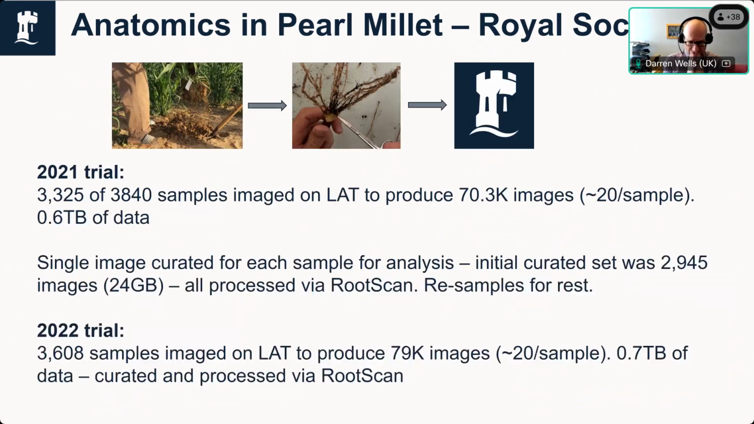And so to give an idea of the logistical problem of doing this at high throughput, in 2021 we ended up with 3,000 samples sent to us, which gave us 70,000 images, because we take about 20 images per root, which adds up to about 0.6 of a terabyte. That gets quite difficult to handle, that kind of sheer size. So we end up curating it down to single image sets, to a mere 24 gigabytes, and that's what we fed to our deep learning program. In 2022, we ended up with 0.7 terabytes of data. Again, we've processed and sent that all through the system.